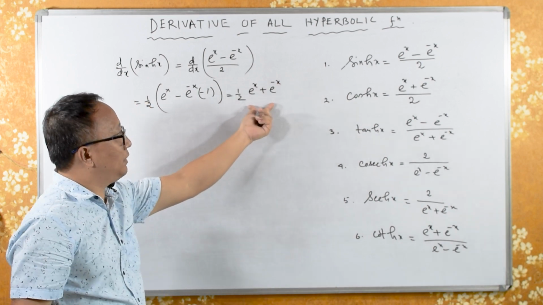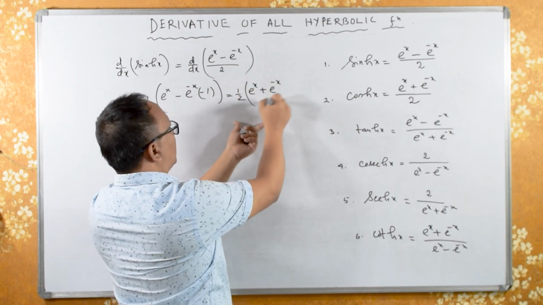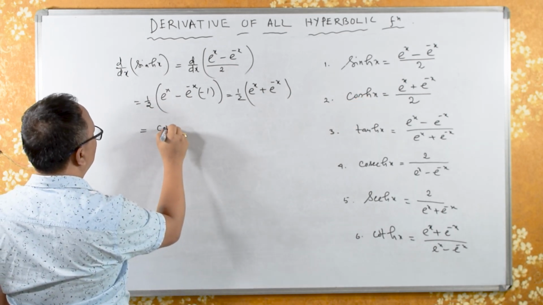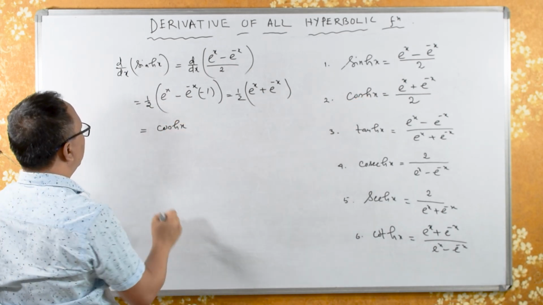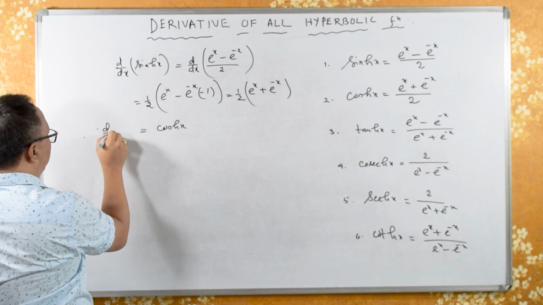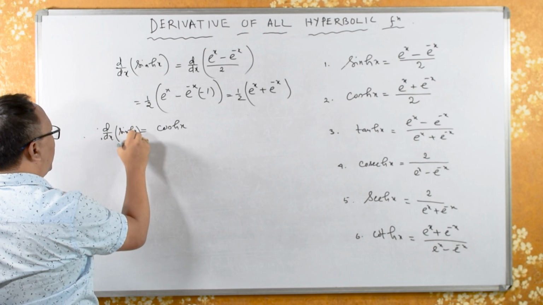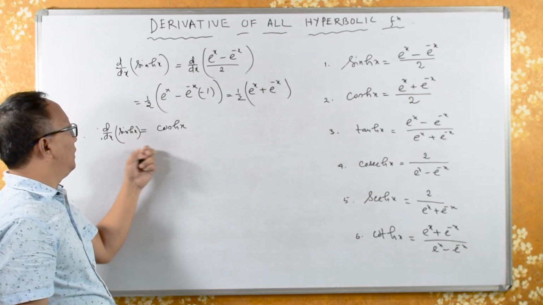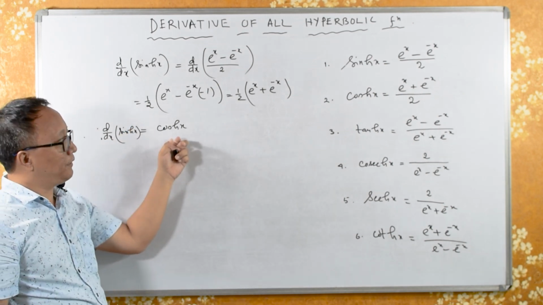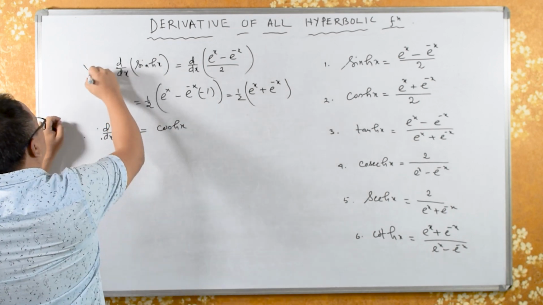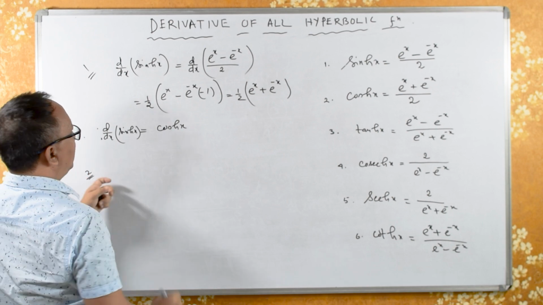What is this? Okay, this is the same as cosh x. Meaning if you have to find d by dx of sinh x, then it is cosh x. Okay, similarly this is 1. So you can find cosh.